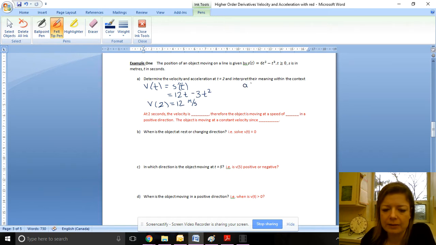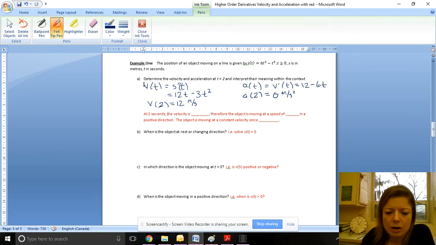Then we look at acceleration. Remember, acceleration is just the derivative of velocity. In this case, it would be 12 - 6t. So acceleration at 2 is just 12 - 12, so it's 0 meters per second squared.